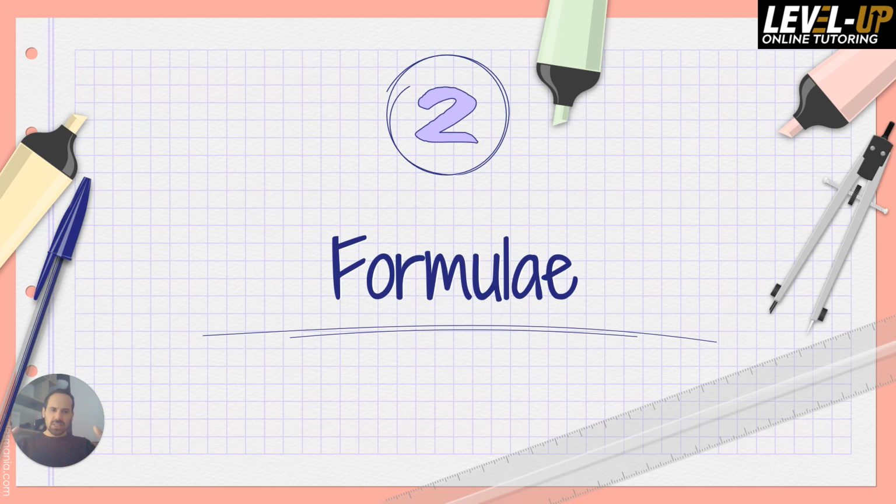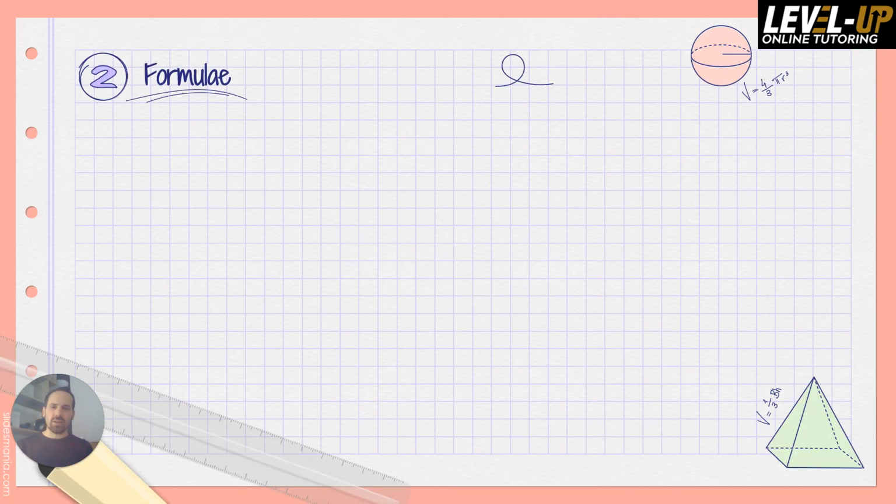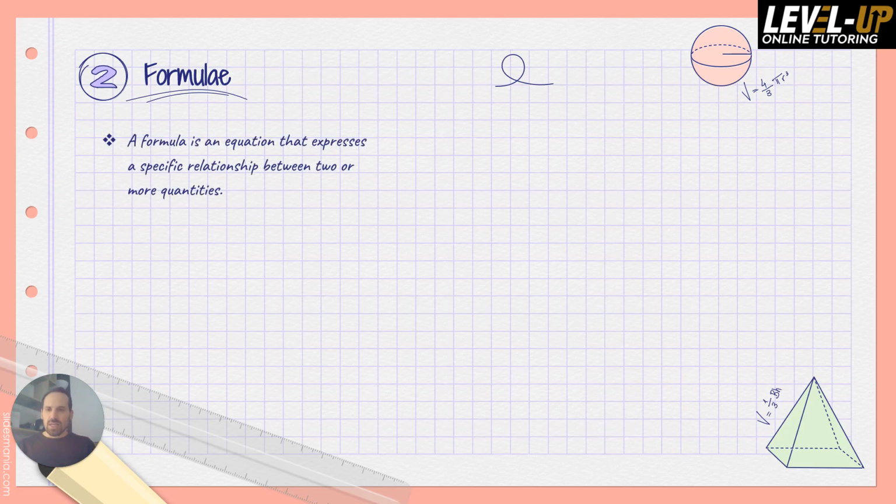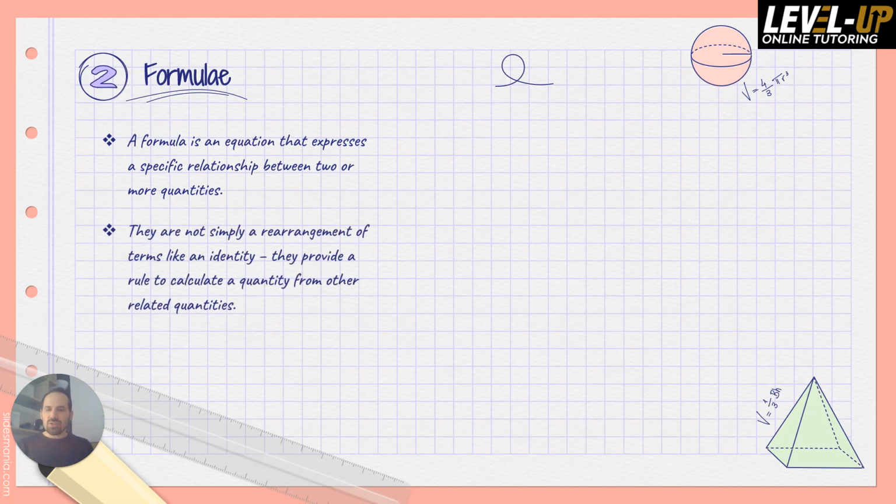An identity equation is something like that, where it's just showing how something can be rearranged or put in a different form. A formula is something entirely different, and it's where we're showing a relationship between two or more variables. So it expresses that relationship between those different variables. It's not just a rearrangement of terms like an identity. It actually provides a rule to essentially calculate one quantity when other related quantities are known.